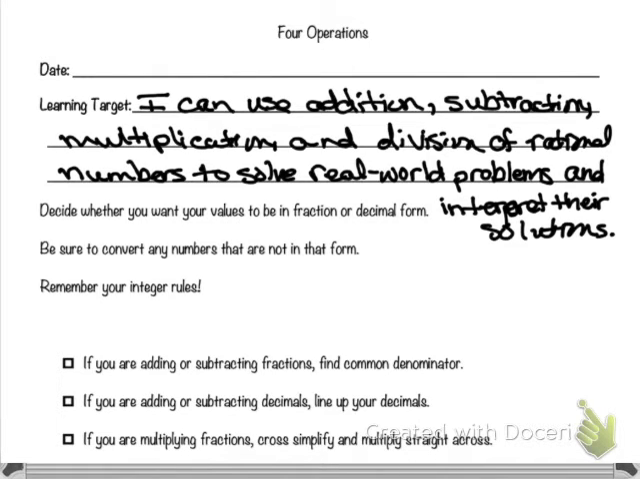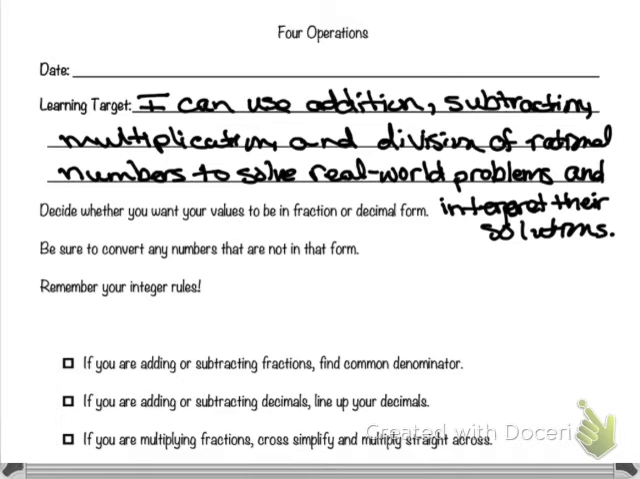Now, the first thing is decide whether you want your values to be in fraction form or decimal form. Be sure to convert any numbers that are not in that form. And then you need to remember your integer rules. Those are the three most important things in this.